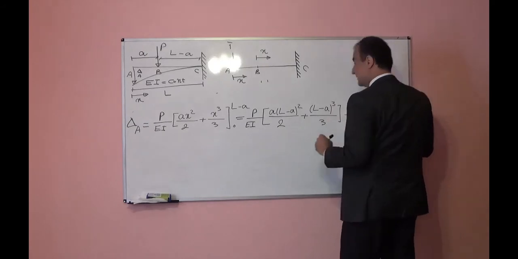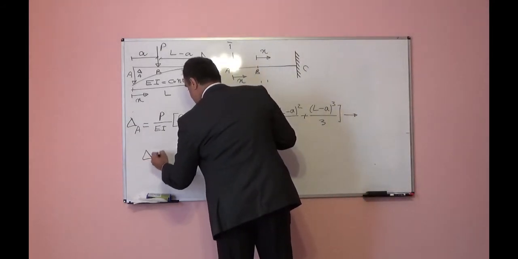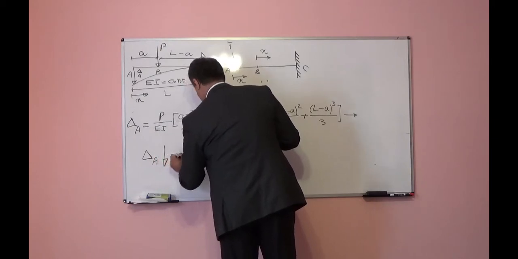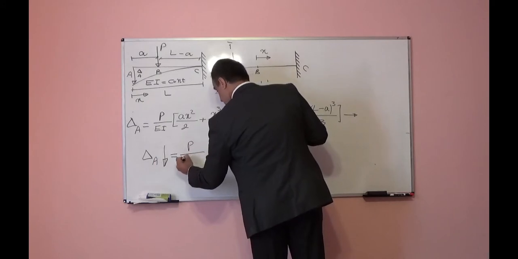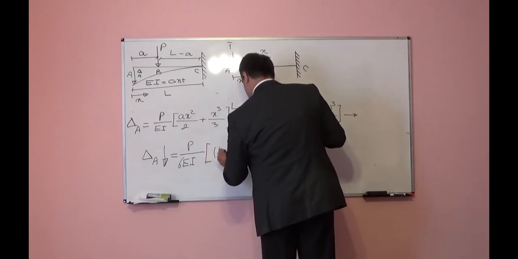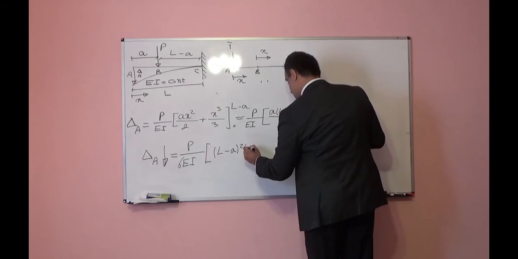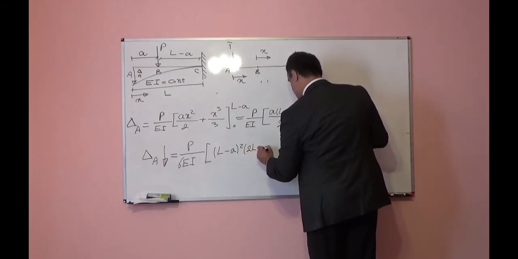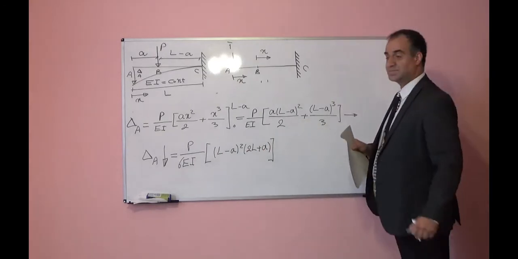From here, if I simplify that, delta A will be downward, of course, will be equal to P over 6 EI times (L minus a) squared times (2L plus a). This is first example.